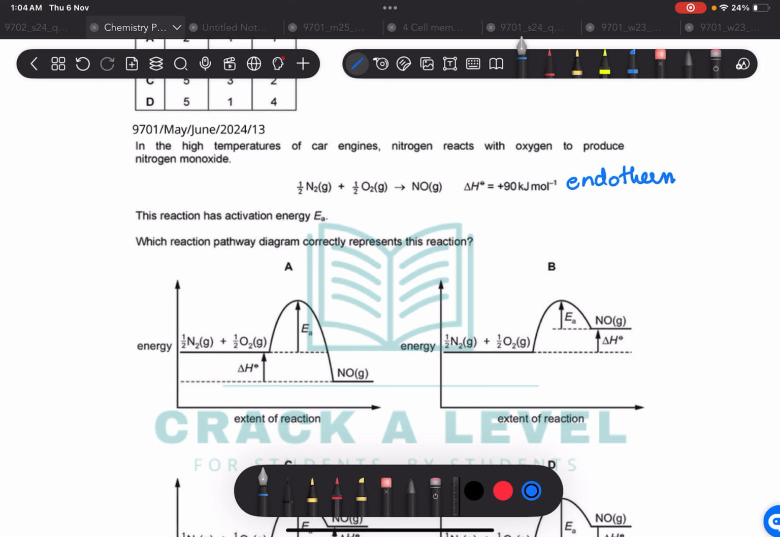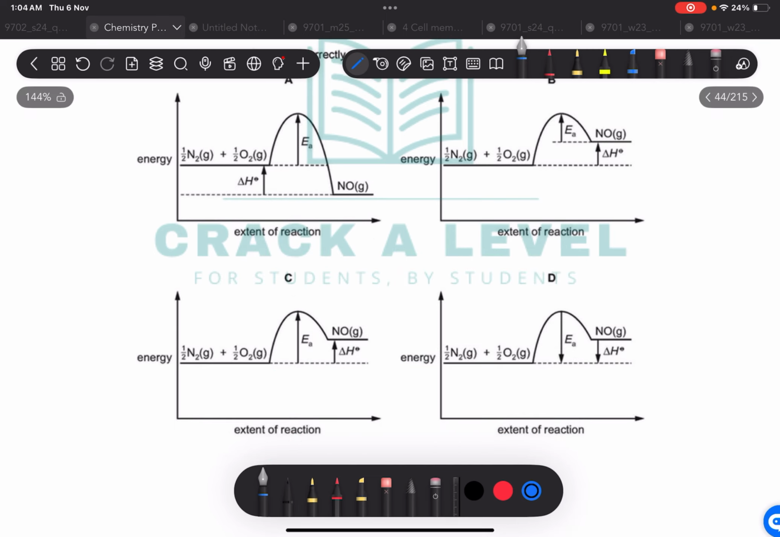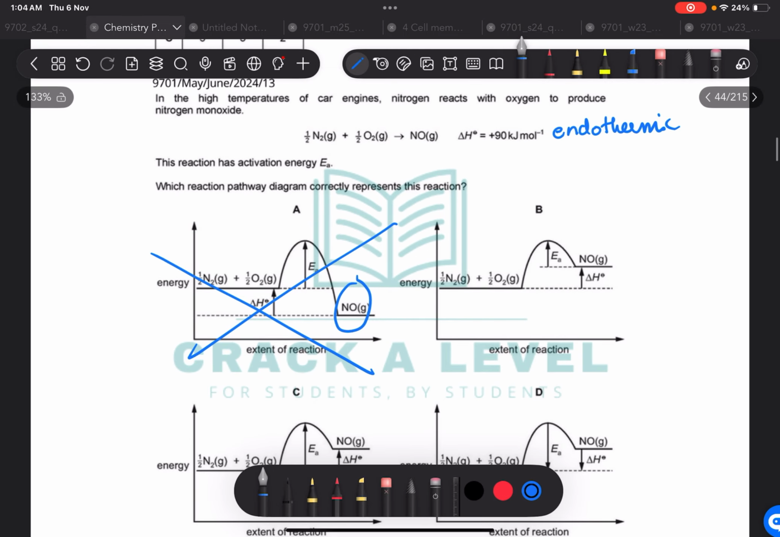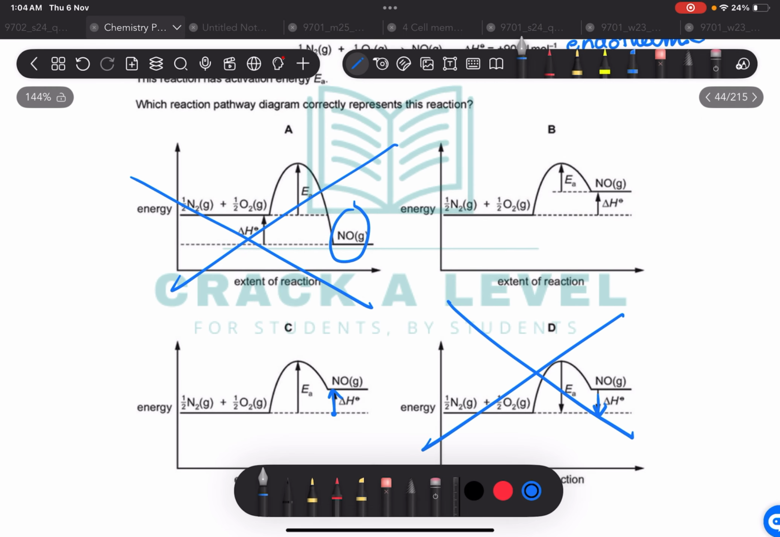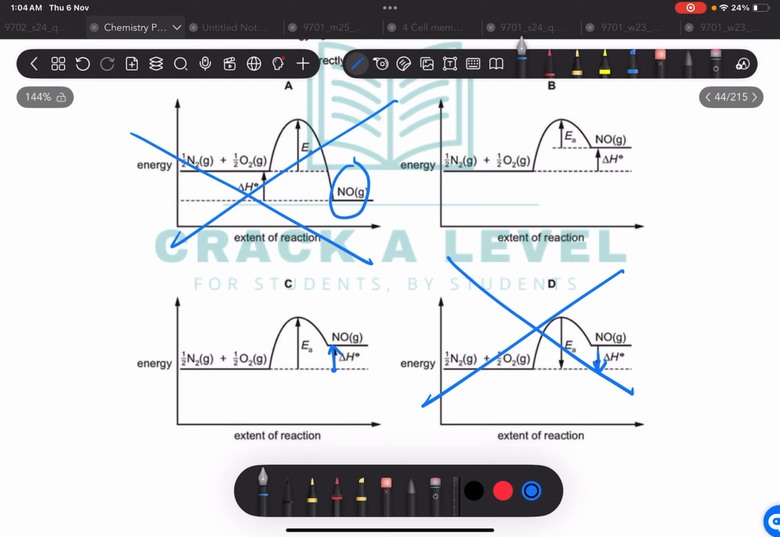So which reaction pathway diagrams can we just cross out? The exo ones, in which the products are going to be lower than the reactants. So only this is crossed out. This is exo. Okay, now plus 90 is going to be the enthalpy change. So the enthalpy change should be from the reactants to the product above. So this is for an exo. Okay, so now what's the difference? The activation energy for an endothermic reaction is from the reactants to the top. This is from the products to the top. That's incorrect. So it's going to be option C.